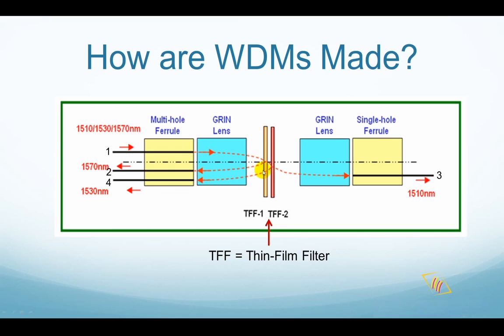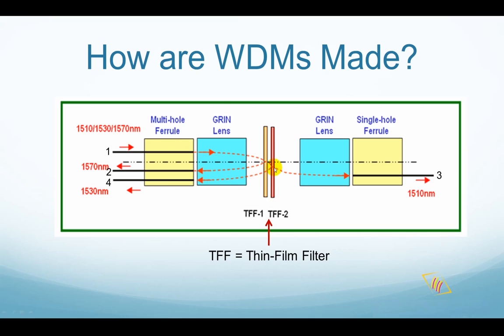Filter 1 is designed to pass 1530 nanometer and 1510 nanometer, but reflect 1570 nanometer. So when the light hits filter 1, 1570 nanometer is reflected and refocused into fiber 2 by the green lens. Now the light has 1530 nanometer and 1510 nanometer in it, and it keeps going until it hits filter 2.